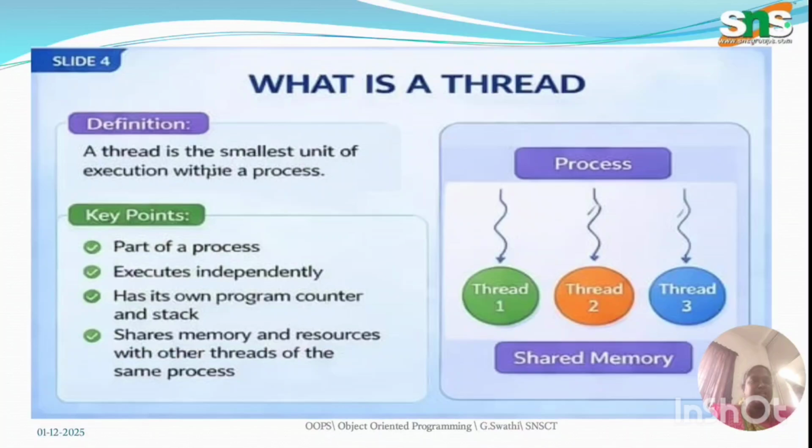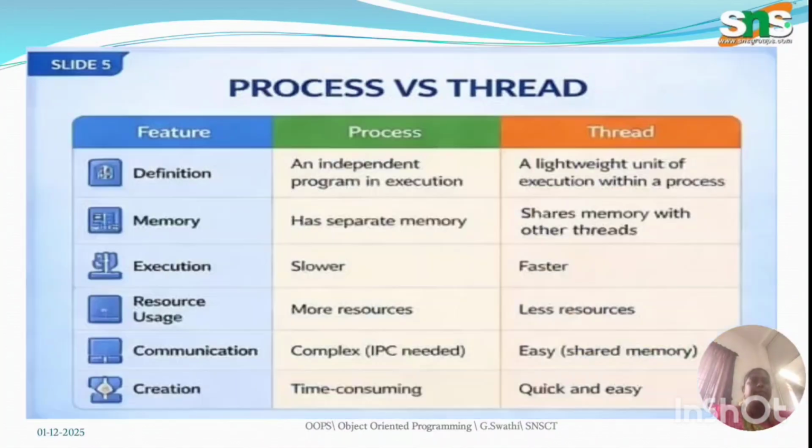And then what does thread mean? A thread is a small unit of execution within a process. It is a part of a process and is executed independently, has its own program counter and stack, and shares memory and resources with threads of the same process. We have a shared memory: a process with thread 1, thread 2, thread 3 sharing memory, and another process with its own threads.